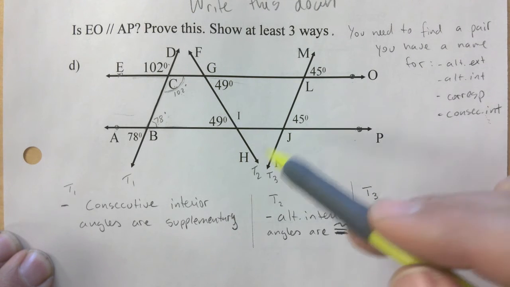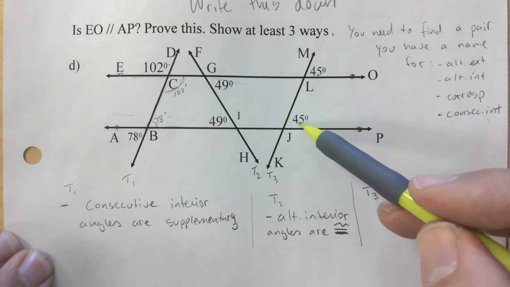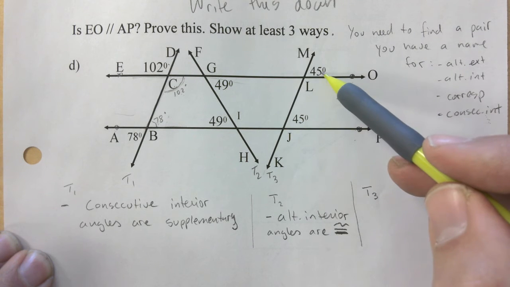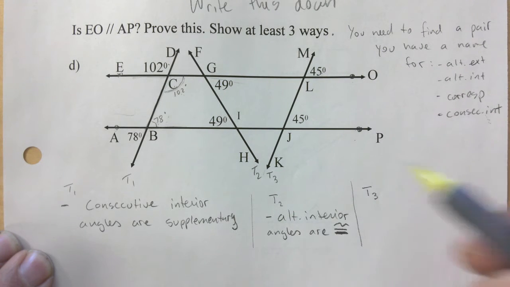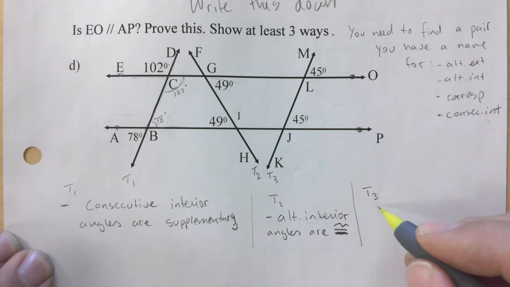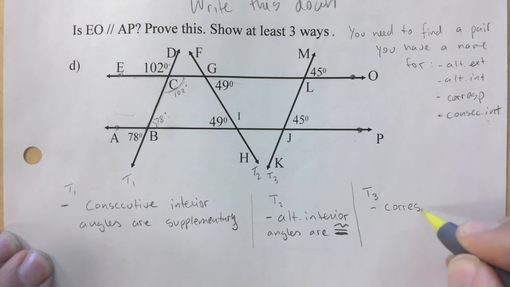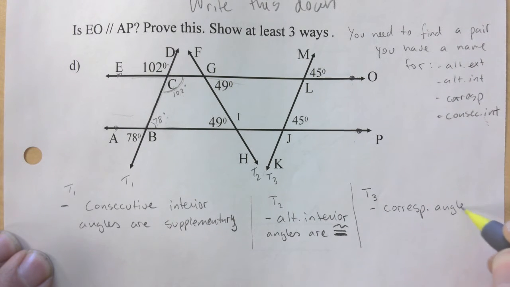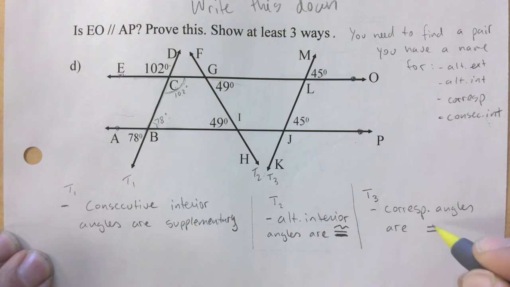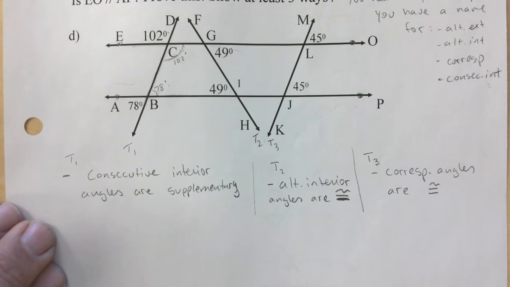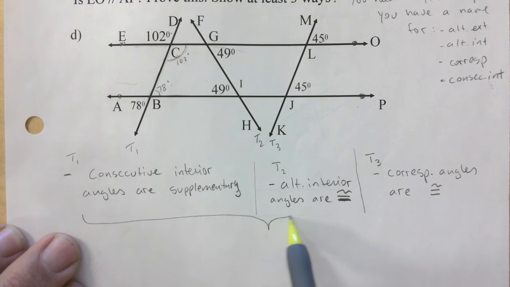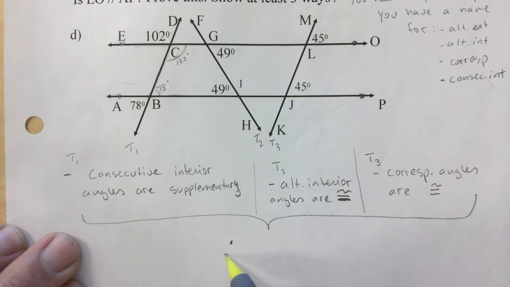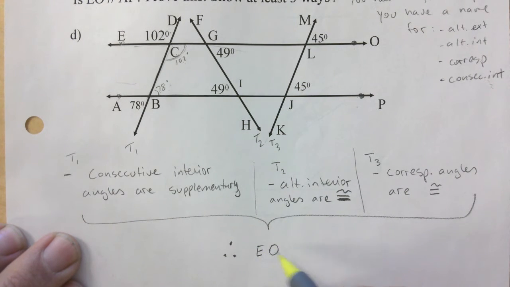Transversal number 3, we're looking at this one here. There are two angles there that we know the measure of, and we actually have a name for them. These two are called corresponding. These angles correspond. So you would say corresponding angles are congruent. And I will just say under this that therefore EO is parallel to AP.